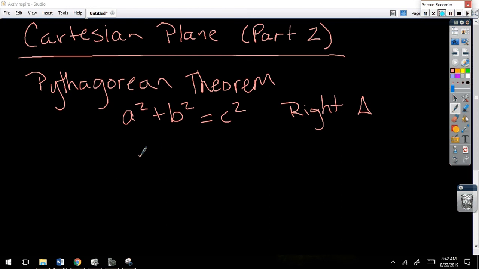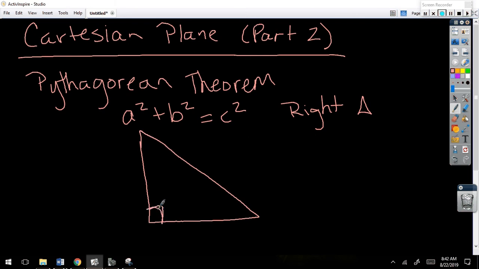90-degree angle, that's right. So it looks like this. The little square indicates 90 degrees. So you told me a squared plus b squared equals c squared. What does that mean exactly? The length of the two legs squared added together is the square of the hypotenuse.